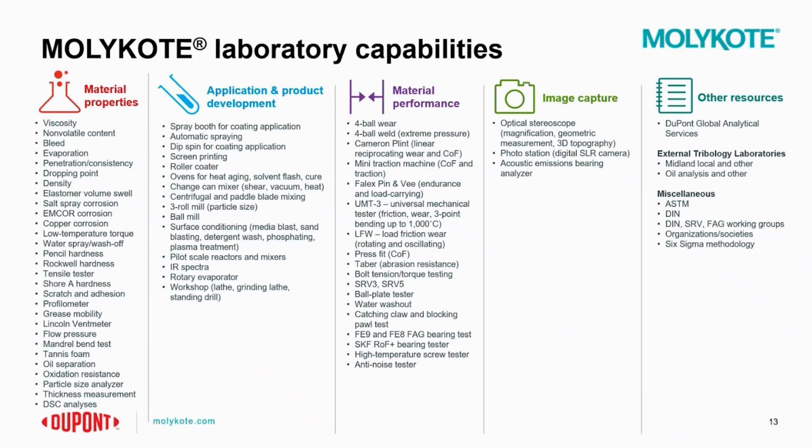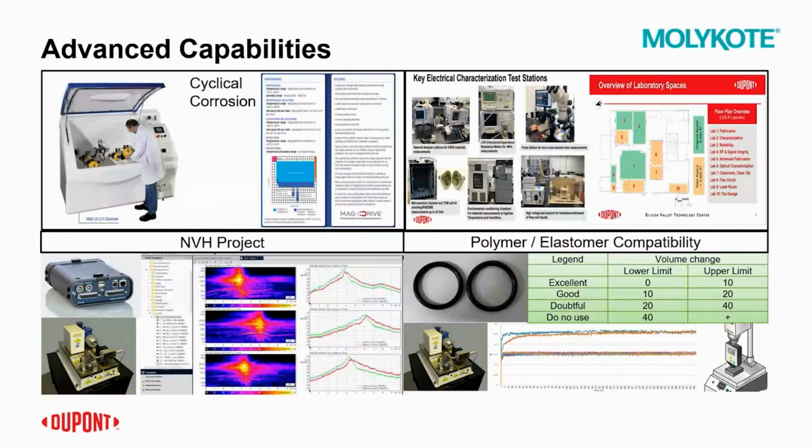We have a myriad of laboratory capabilities that we offer, and this is specifically so that we can model specific applications in our lab to provide more tailored solutions to our customers. So advanced capabilities that we have within our MOLYKOTE labs include cyclical corrosion, electrical characterization, noise, vibration, and harshness testing, as well as polymer and elastomer capabilities.